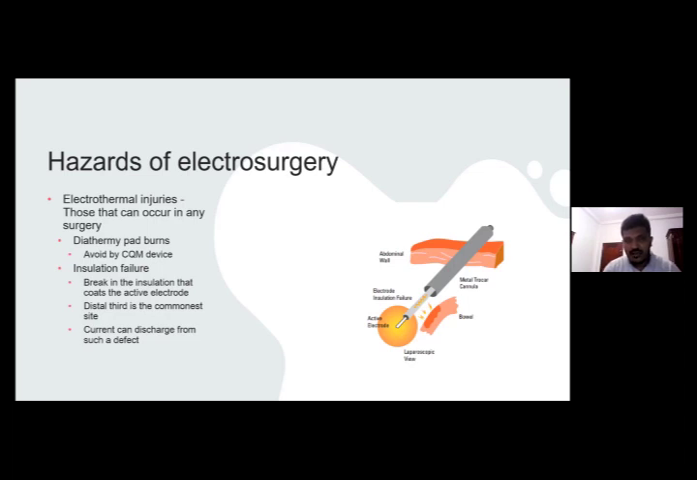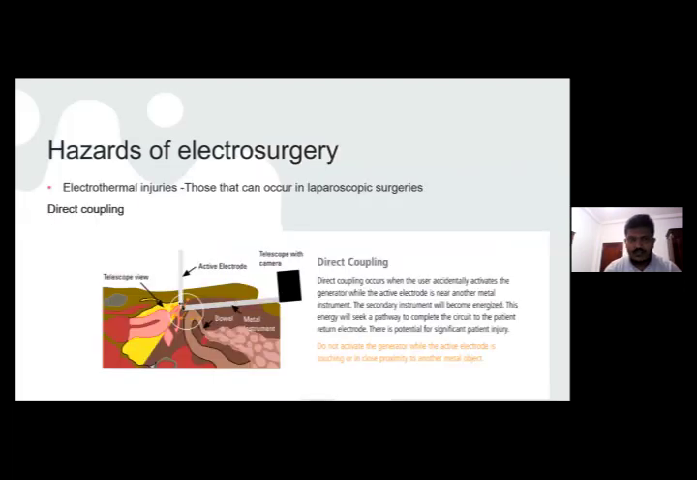Moving to the hazards of electrosurgery, the most common would be electrothermal injuries. Those can happen in any surgery, while some electrothermal injuries are specific to laparoscopic surgeries. Among those common to all surgeries, diathermy pad burns were common in earlier days, but now they are almost not seen due to contact quality monitoring devices. Another hazard is insulation failure, which will result in damage to nearby organs.